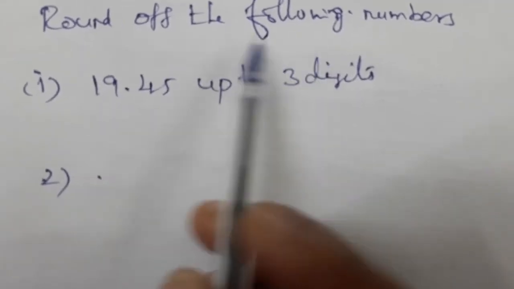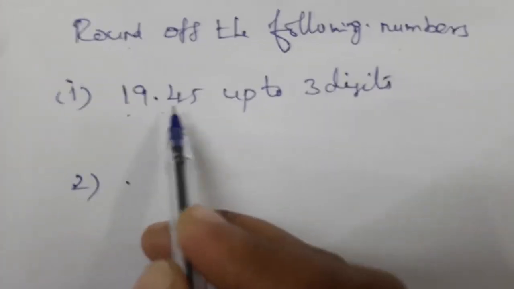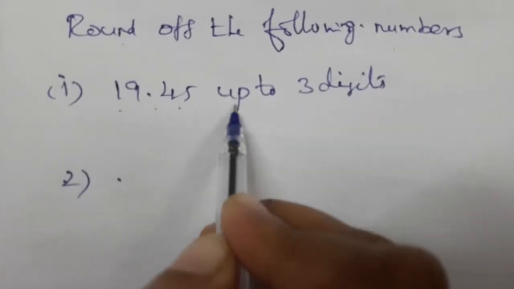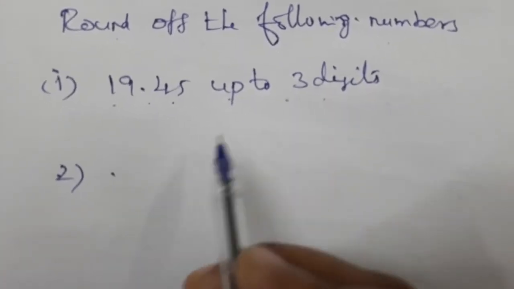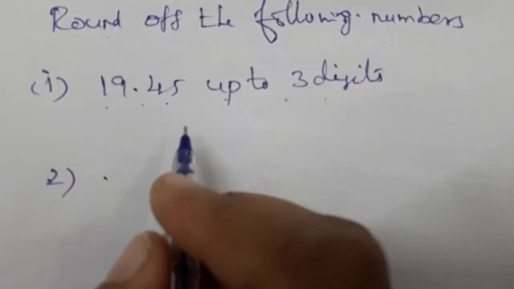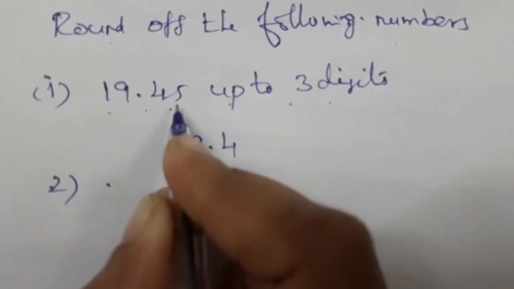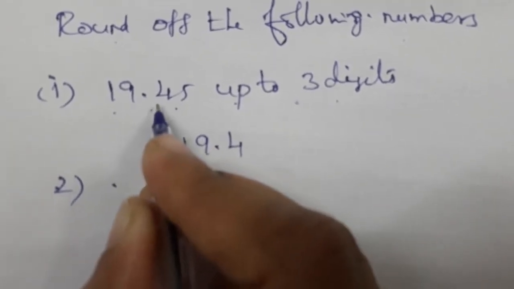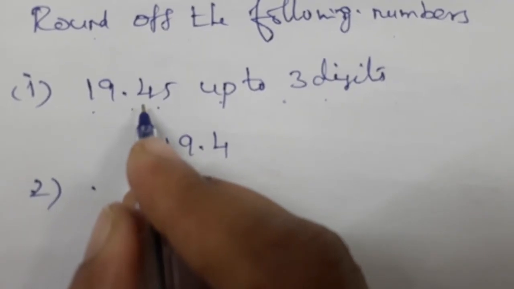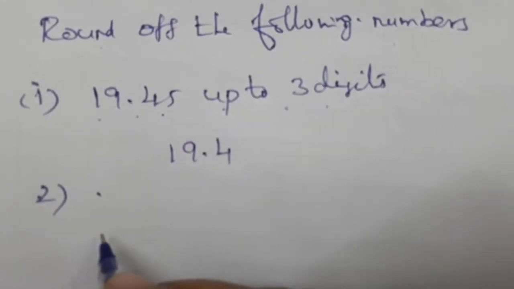Try these questions. Round off the following numbers. 19.45 up to 3 digits. How can we write? 19.4. Here it is 5. The preceding digit is even. So it should not be increased by 1. So as it is we can write 19.4.